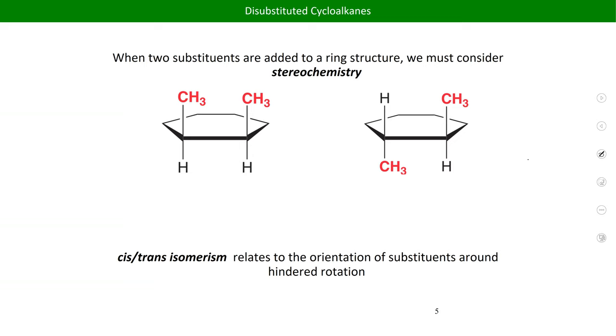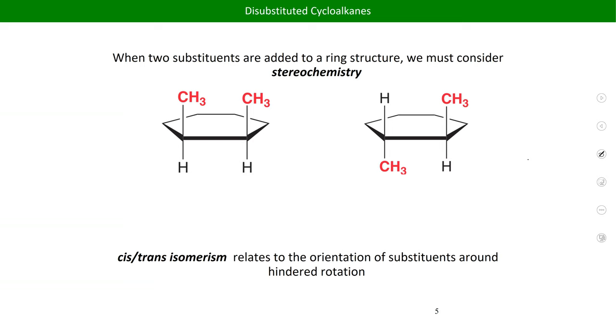All right, so when we have two substituents on a ring, the first wrinkle we have to consider is that they could be on the same side or the opposite side, and that's what we call stereochemistry. Specifically, with a ring structure, and we'll see the same thing with pi bonds, because pi bonds restrict rotation. There's a difference between having both methyls on the same side of the ring versus on opposite sides, because you can't just freely rotate things around.